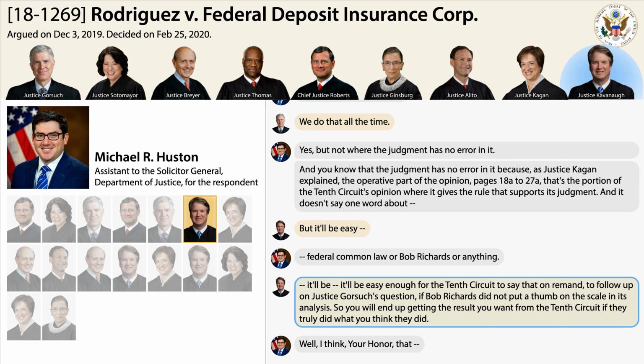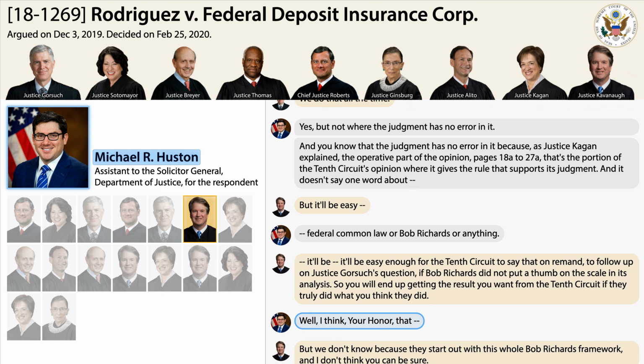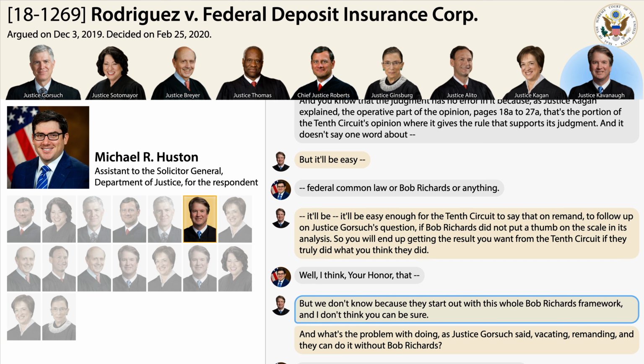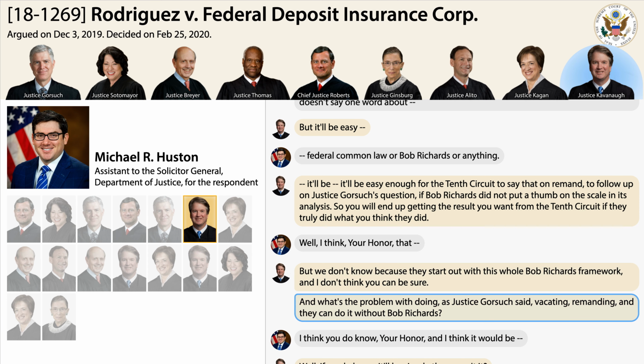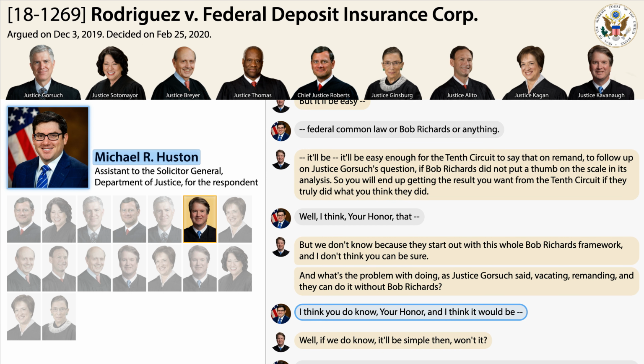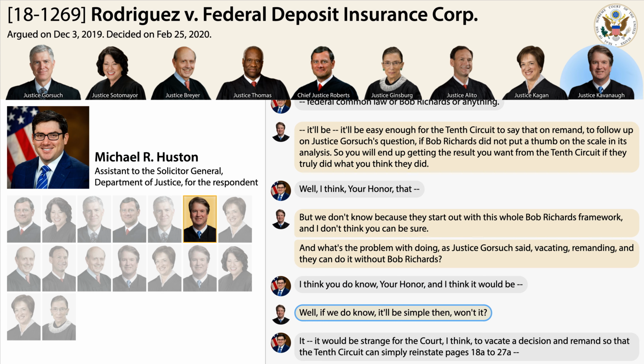So you will end up getting the result you want from the Tenth Circuit if they truly did what you think they did. Well, I think, Your Honor, but we don't know because they start out with this whole Bob Richards framework, and I don't think you can be sure. And what's the problem with doing, as Justice Gorsuch said, vacating, remanding? And they can do it without Bob Richards. I think you do know, Your Honor, and I think it would be well, if we do know that, it'll be simple then, won't it?